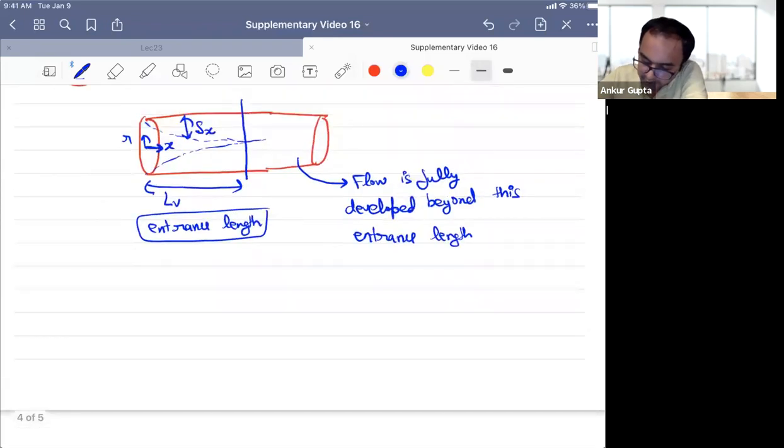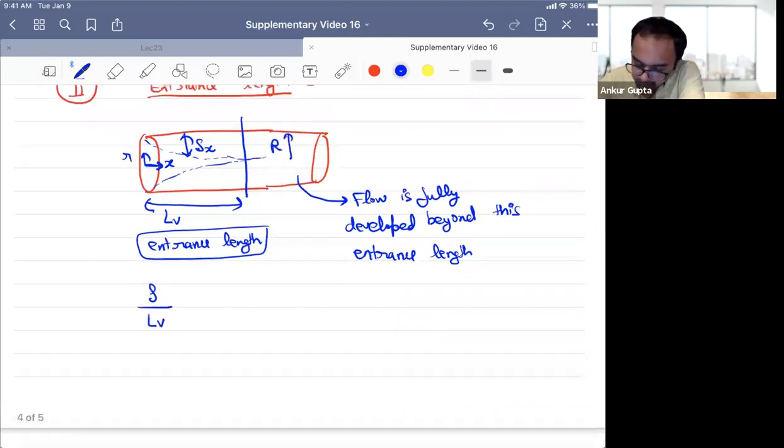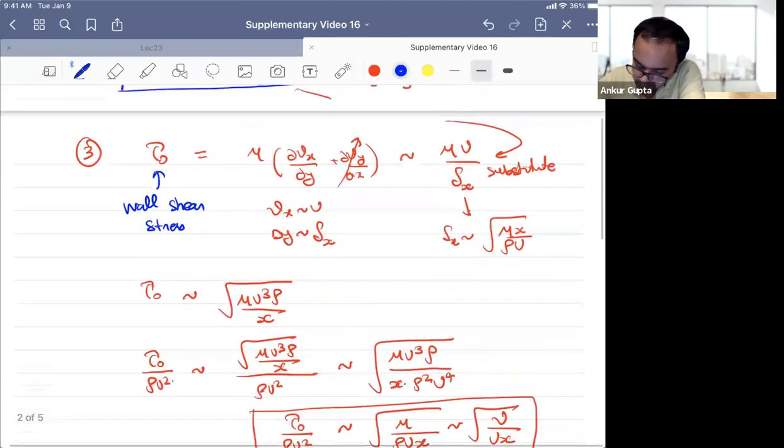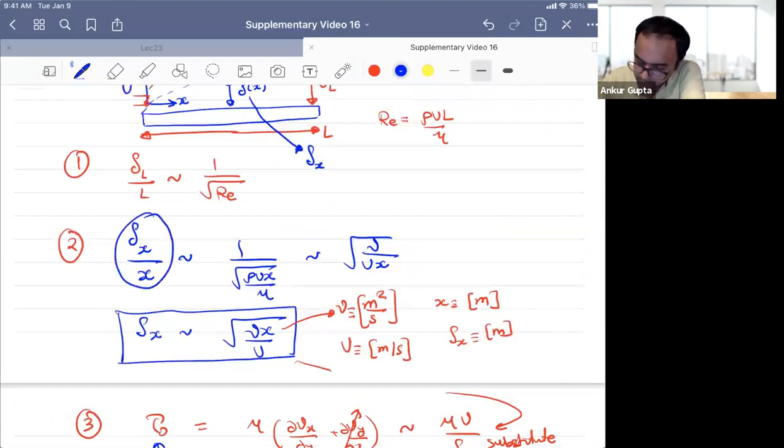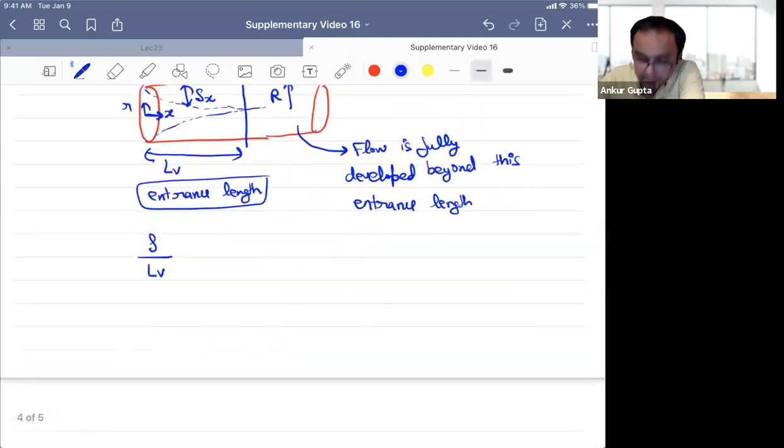So how to predict this length LV? We want to know when this length will become the entrance length, which is when the boundary layer thickness becomes equal to the radius. Let's call this R. What we are saying is we want to find the value of length LV. So delta by LV, I'm using the formula which you derived here. I'm saying delta at LV should be R, so R by LV.